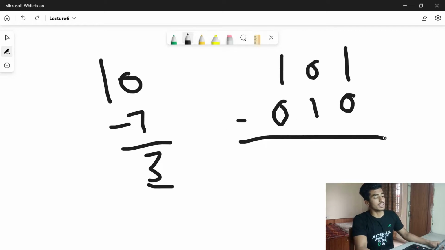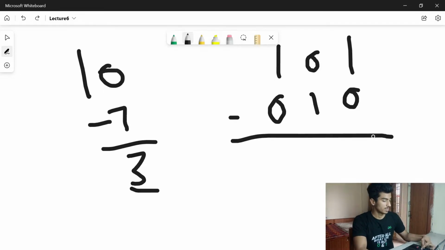If I am subtracting them, the outcome should be 3. 1 minus 0 is 1, but 0 minus 1 is minus 1. Things just got out of hand. And 1 minus 0 is 1. There is nothing like this.